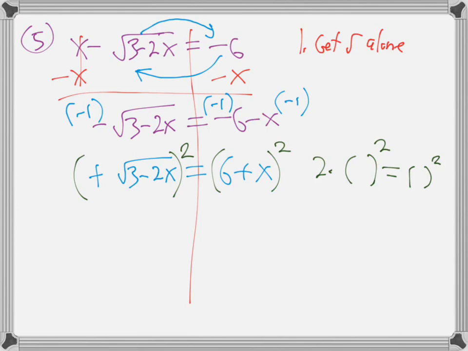Good there? Now, remember how this works. There's an easy side where the root just cancels the square and nothing else happens. Which side's that? Left side or right side? The left side. Yeah, right here, these guys just cancel. No big deal at all. It's just 3 minus 2x.